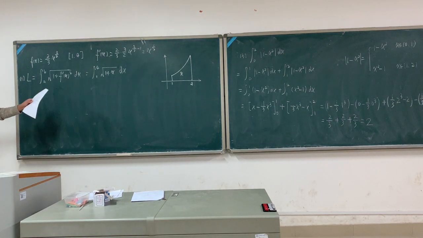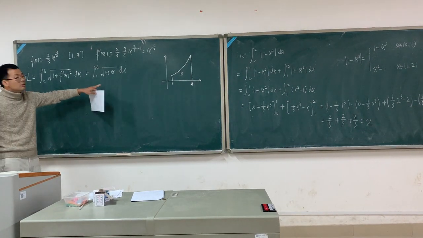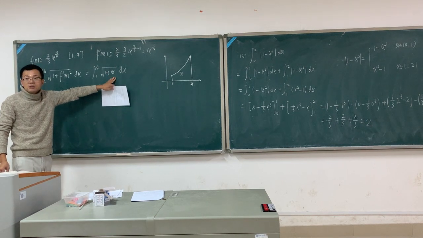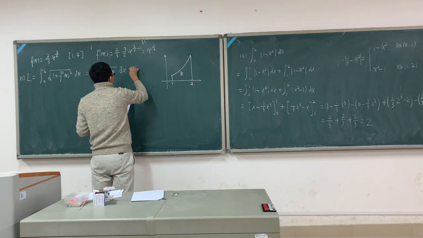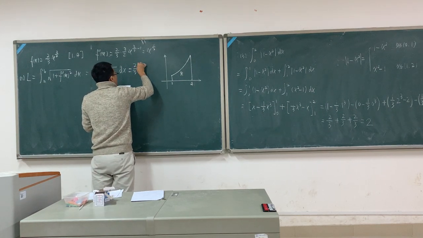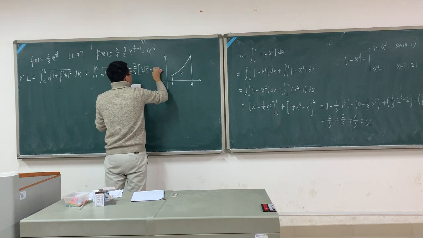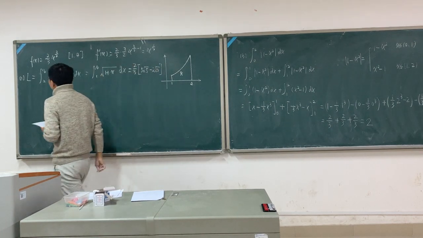So the first one is to compute this definite integral. You can calculate it on your side, it's easy. You can use u substitution, with u equals 1 plus x. So the result is 2 by 3 times (5 square root 5 minus 2 square root 2). This is the first one.